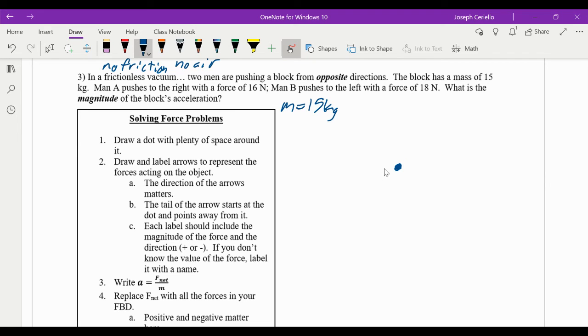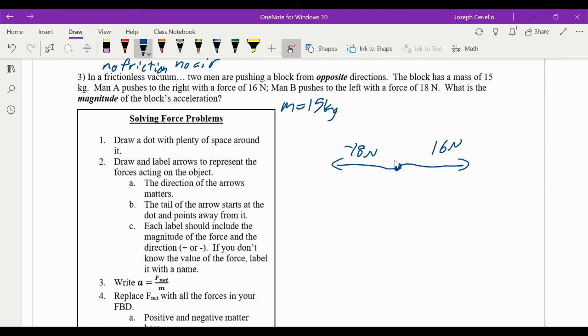So man A pushes to the right. Just take a sec. Why is this wrong to draw? The man is pushing to the right. Well, it doesn't matter if he's pushing or pulling it. Arrows always start at the object and point away. So the man who's pushing it to the right, his arrow is going to start from the object and go to the right. We'll call to the right positive. Man B is pushing to the left. We'll call it negative because it's to the left.